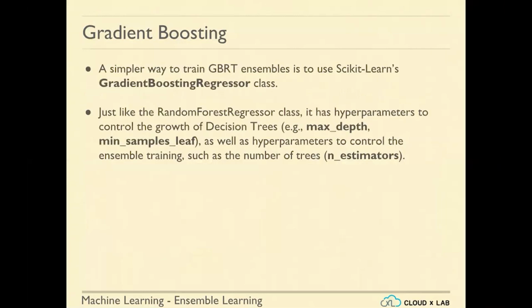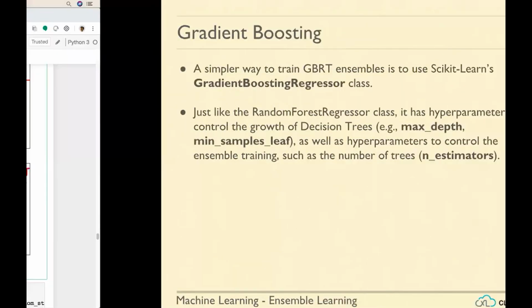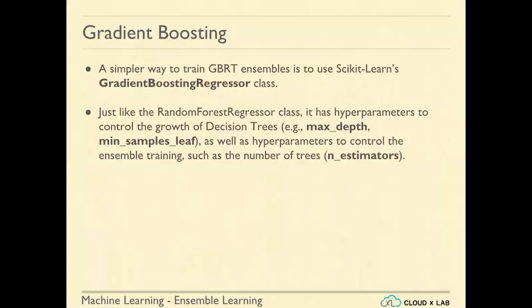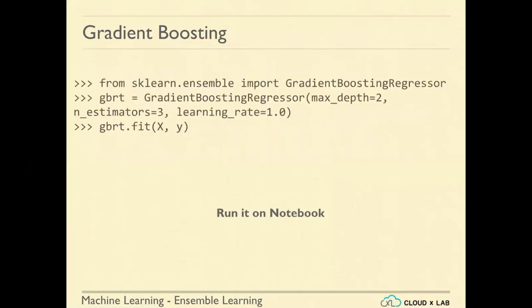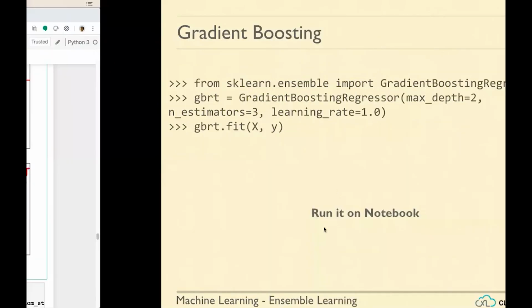A simpler way to train the GBRT, gradient boosted regression tree ensemble, is to use scikit-learn's GradientBoostingRegressor class. Just like the RandomForestRegressor class, it has hyperparameters to control the growth of decision trees, like max depth, minimum samples leaf, and so on, as well as hyperparameters to control the ensemble training, such as number of estimators. We can simply say GradientBoostingRegressor, max depth is 2, number of estimators is 3, and learning rate is 1. Then we say GBRT.fit, and we'll get the results. So this is how it looks.